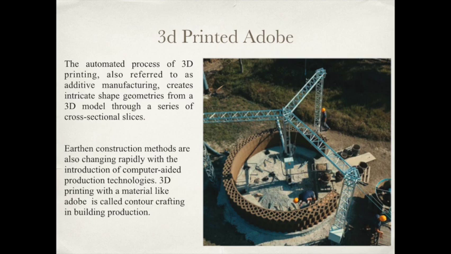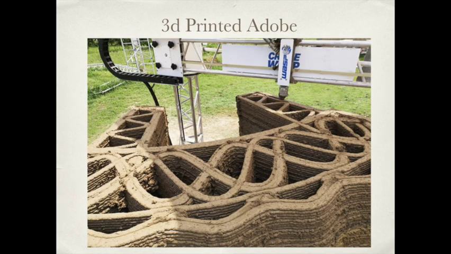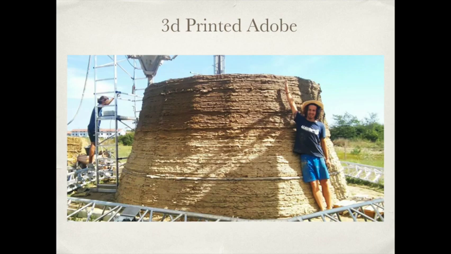Look at 3D printed adobe. This can be referred to as the additive manufacturing of 3D material to create 3D shapes through a series of cross-sectional slices. 3D printing with a material like adobe is called contour crafting in building production. This image showcases contour crafting with mud using a Delta printer.